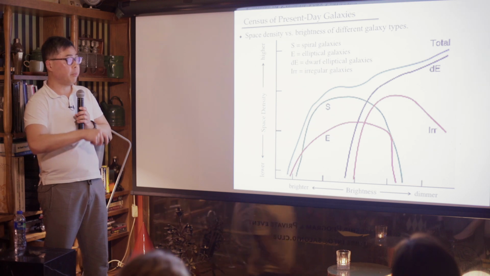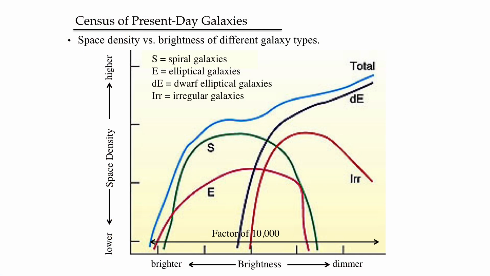Towards the bright end of galaxies. But the most numerous galaxies are these small ones, the irregular and the dwarf ellipticals that I showed you. They are on this side of the diagram. They're much dimmer, but they are much more numerous. So the universe prefers to form many small galaxies in preference to a few big galaxies.